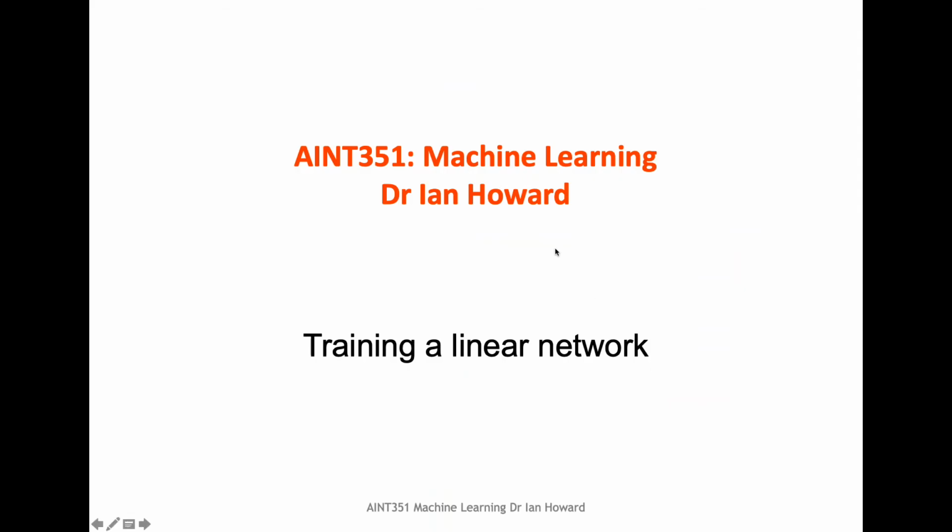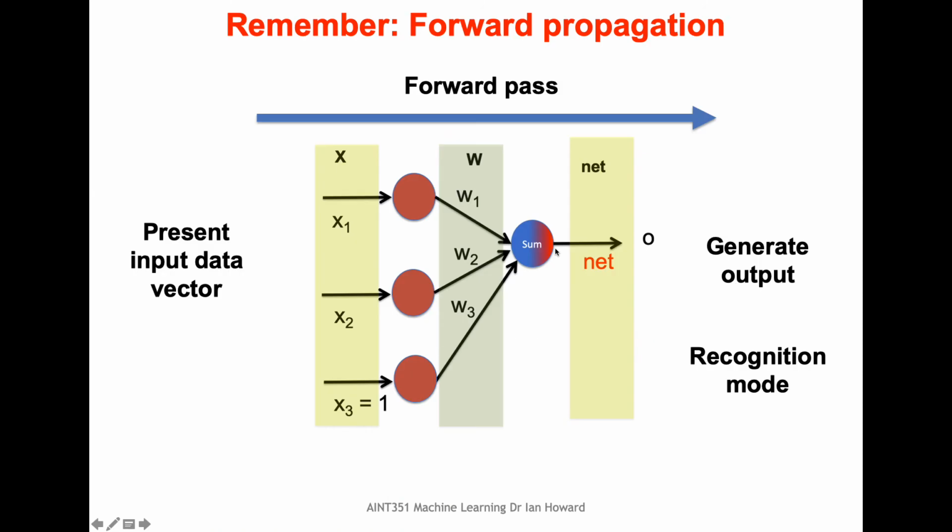Let's now consider how we can train a linear network. So first of all, remember when we're using a linear network to generate an output, what we do is we present a data vector, or it could be a sequence of them, but we present a data vector and then we basically weight each individual element by the corresponding weight in the weight matrix, add them all up and generate the output.